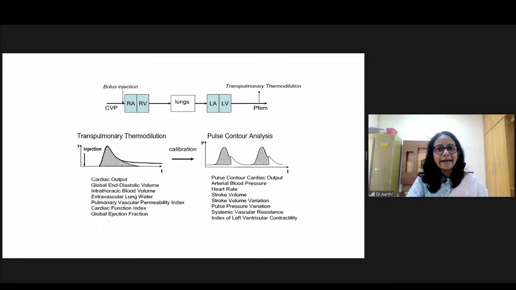In the case of pulse contour analysis, the arterial waveform is analyzed and the area under the systolic portion of the arterial curve is plotted. Then there are different analytics used to derive the cardiac output, which is called the pulse contour cardiac output. They also give us a measure of the arterial blood pressure, heart rate, and stroke volume, and pulse contour analysis helps us assess what we earlier talked about, the stroke volume variation and the pulse pressure variation, and also measures the systemic vascular resistance.